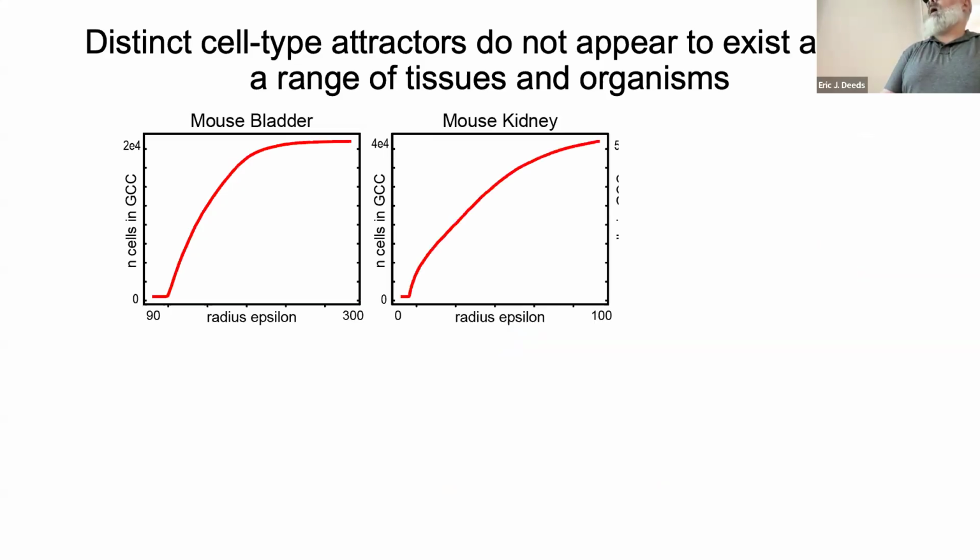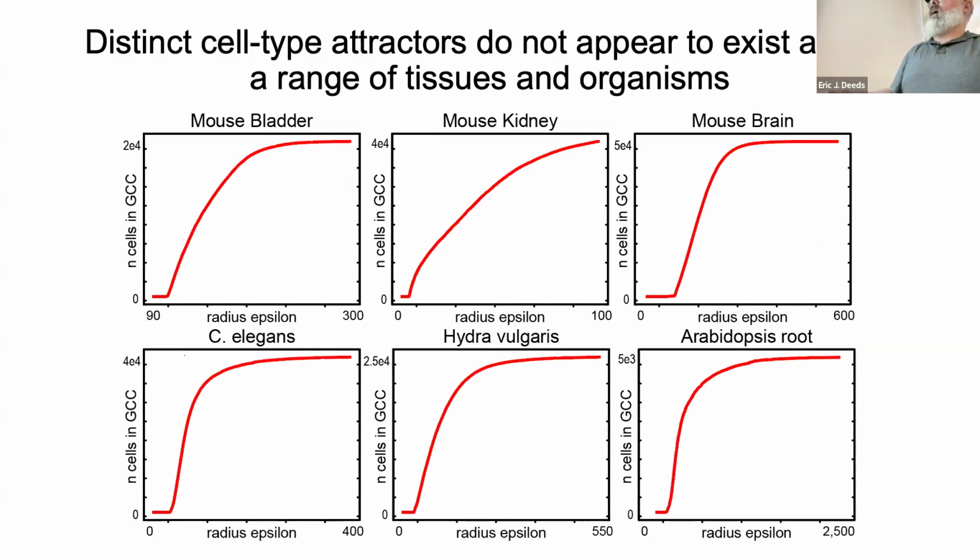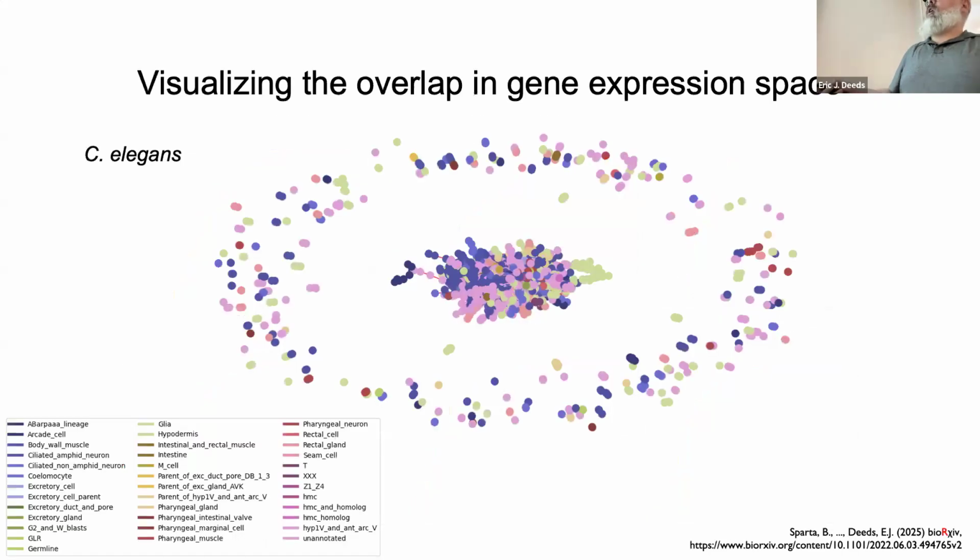We did it for tissues of increasing complexity: the bladder of the mouse, kidney of the mouse, the brain of the mouse, the C. elegans and Hydra. These are C. elegans embryos, Hydra, that organism I told you about before, plant roots. And we see the same thing everywhere we look. So this is kind of interesting.